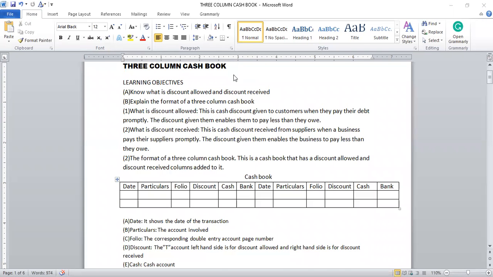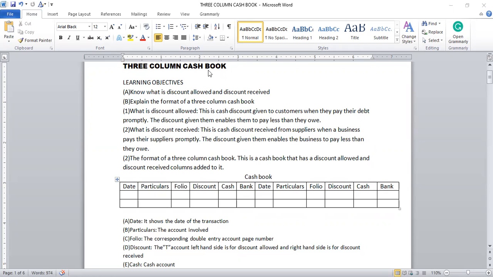So if you are watching me for the first time, this is the way that I teach. I prepare simple notes, then I go through the notes with you. Whatever subject is being taught, at the end of the day, it will be well understood after going through the notes with you. So today, we are going to treat the three-column cash book.